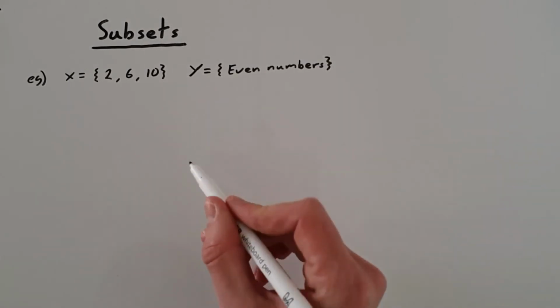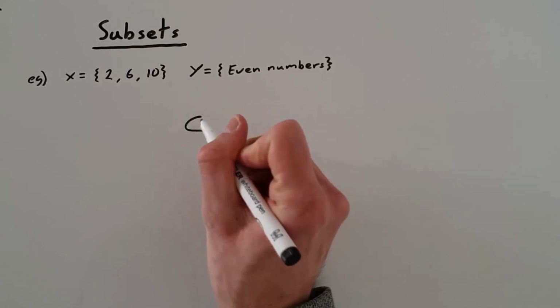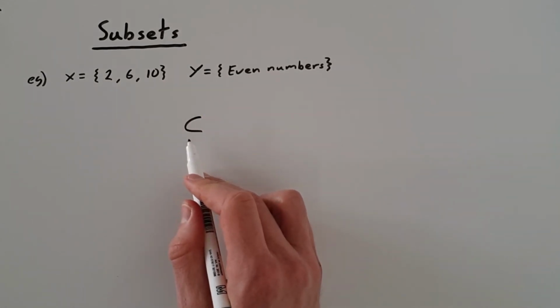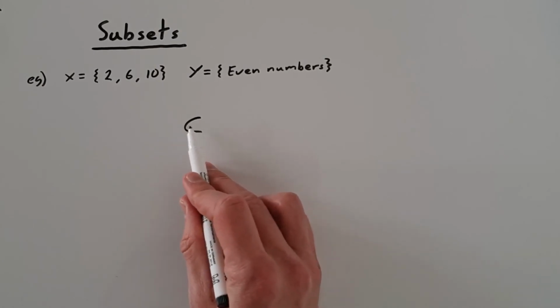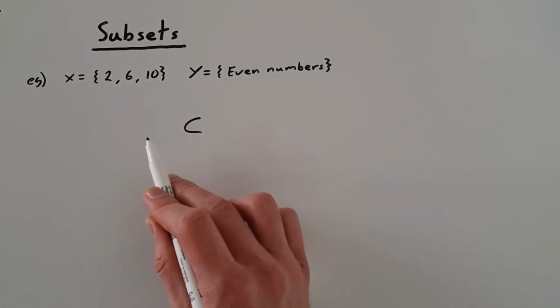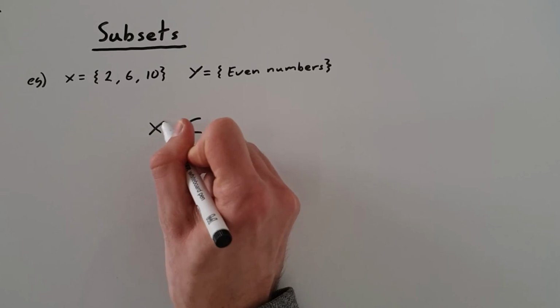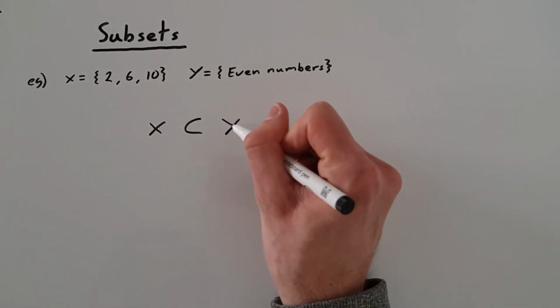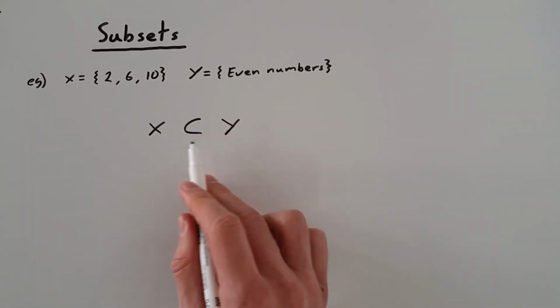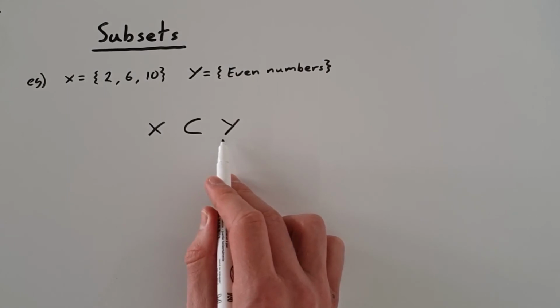And the way we denote this is with this symbol here, which is really similar to the "is a member of" symbol, just without that little bit in the middle. So the way we'd write this is x is a subset of y, like this. So that's what that says, okay?